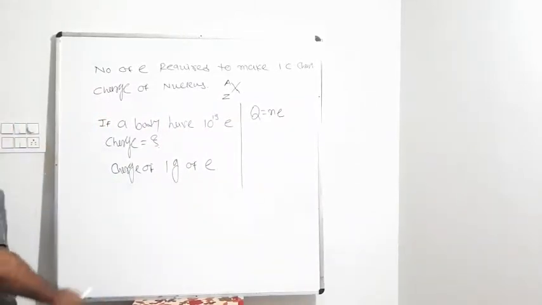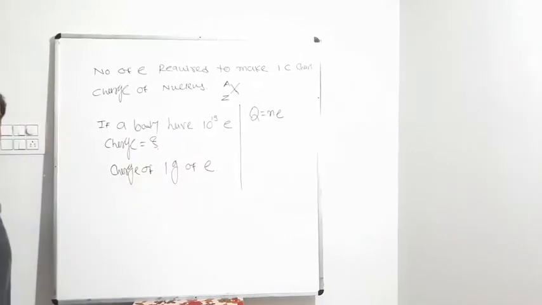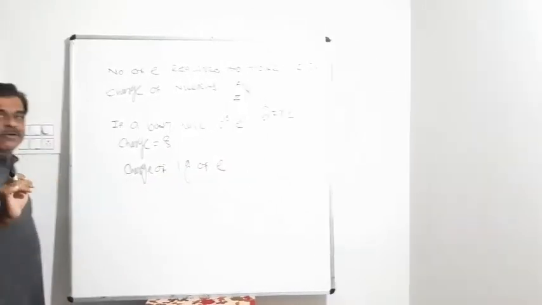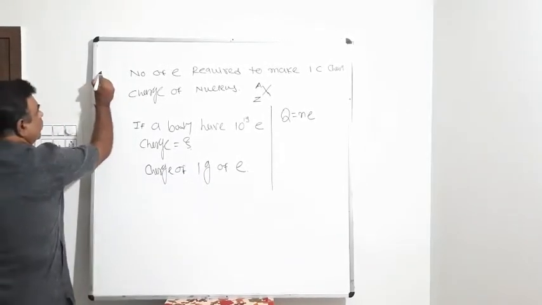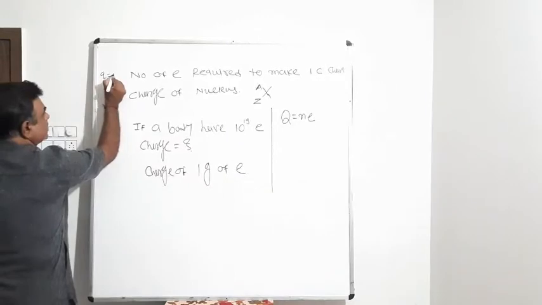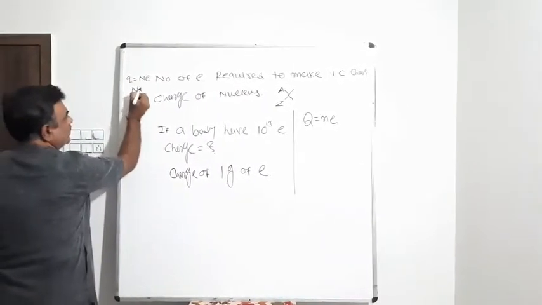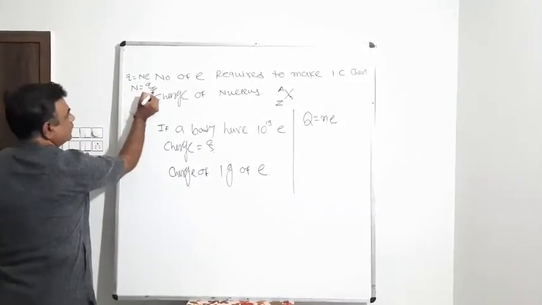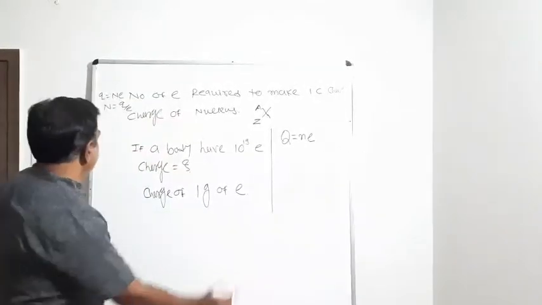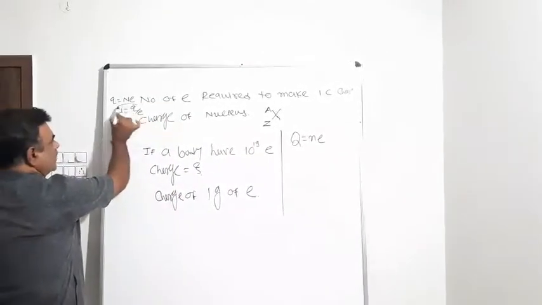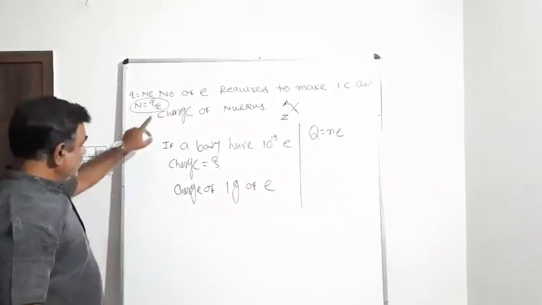So starting with: how many electrons are required to make 1 Coulomb charge? Quite a simple question. As per the law of quantization, total charge Q is equal to N into E. So the number of electrons required will be Q by E. So the number of electrons required to make 1 Coulomb charge, N is equal to Q by E.